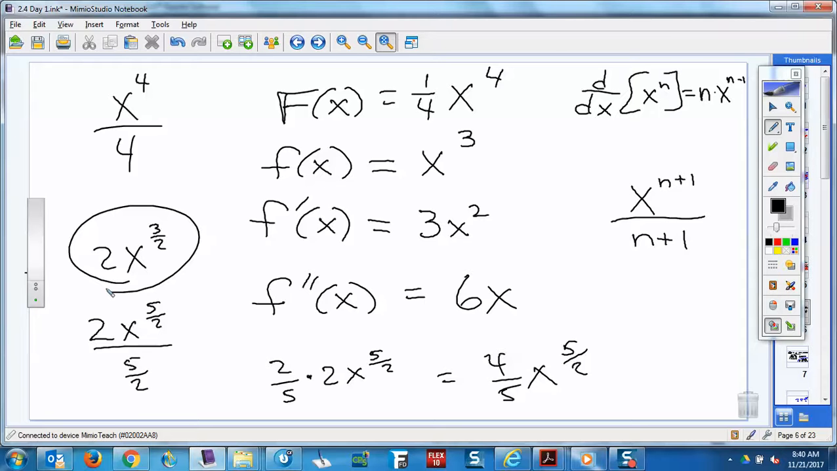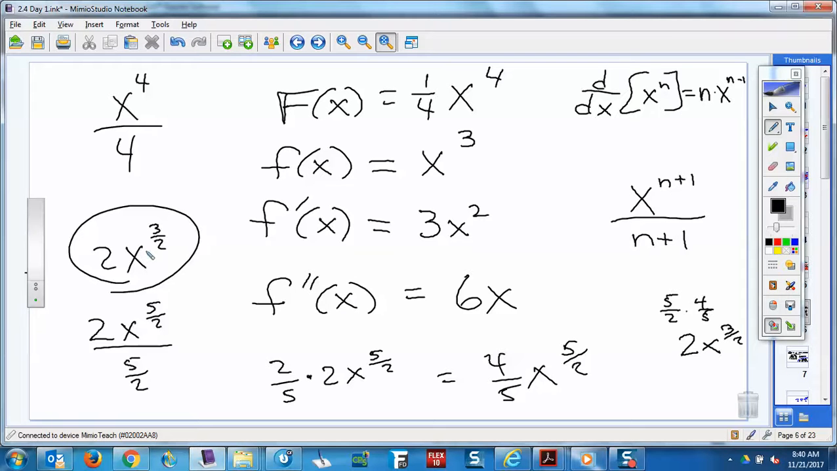Invert and multiply, you would get that. Now you can check that real easily. Bring that down, that'd be 5/2 times 4/5, which would be 20/10, which would be 2, and then drop that by 1. Sure enough, that would give you 2x.